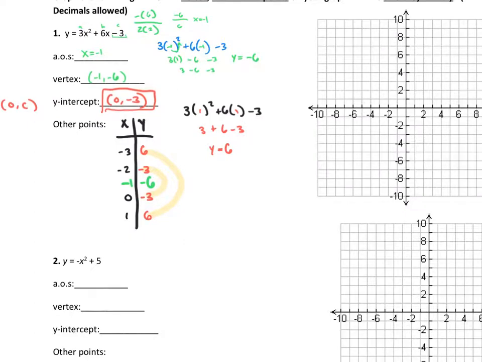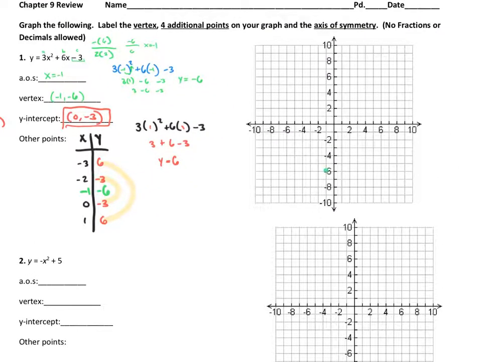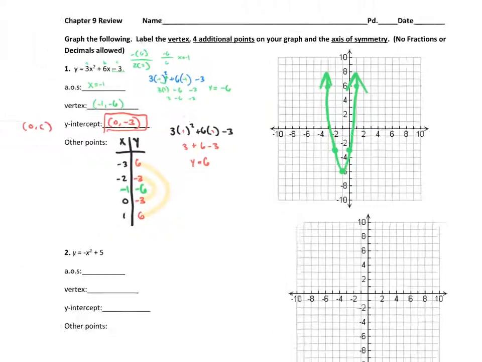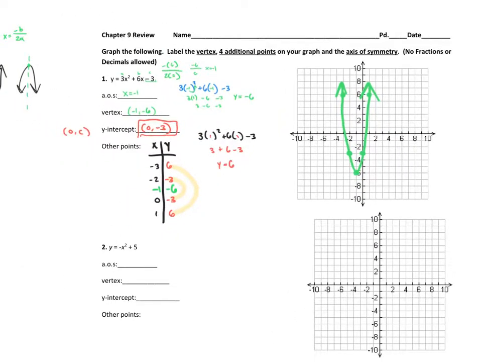We now have enough points to make a solid graph here. I have my vertex at negative 1, negative 6. We have a y-intercept at negative 3, and then there's its symmetrical point. And then it was at 1, comma 6 and negative 3, comma 6. And when you do this, you should notice that you get a nice symmetrical quadratic. If yours didn't turn out symmetrical, you've done something wrong, and that's a good visual cue to go back and double check your work.